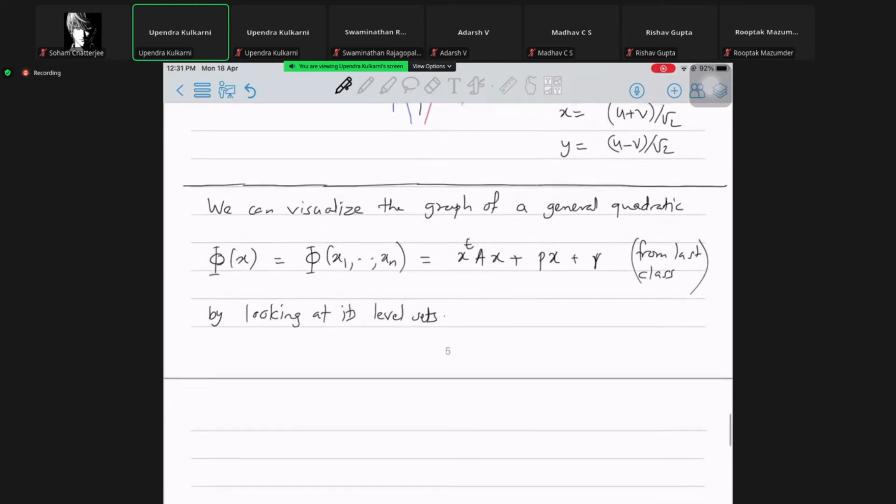So for this, we should understand graphs of these quadratics, and quadratic hypersurfaces of the type phi of x equal to 0.